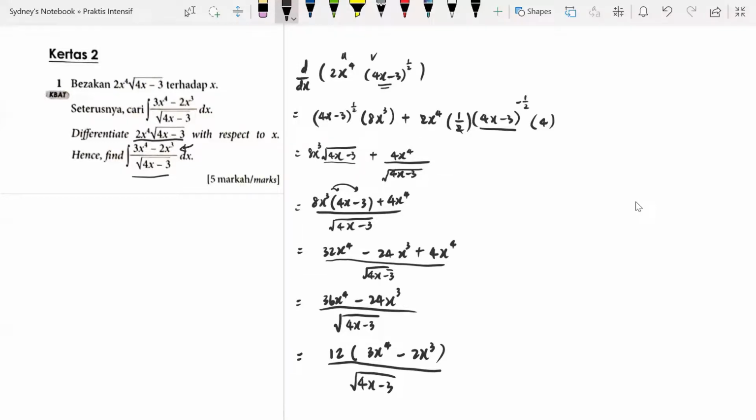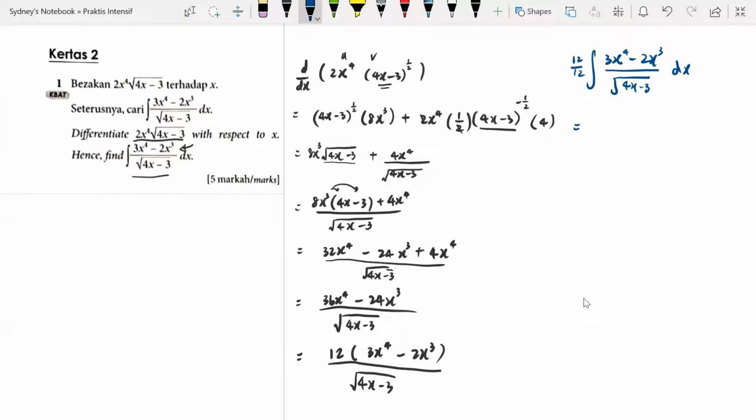The word hence means whatever we have done before this, we need to use it in order for us to solve the following. So for the following part, we have to integrate 3x to the power of 4 minus 2x cubed over the square root of 4x minus 3 dx. Let's find a similarity between this and the one that we just differentiated. In order for me to get back this form, I just need to times 12 and divide by 12.